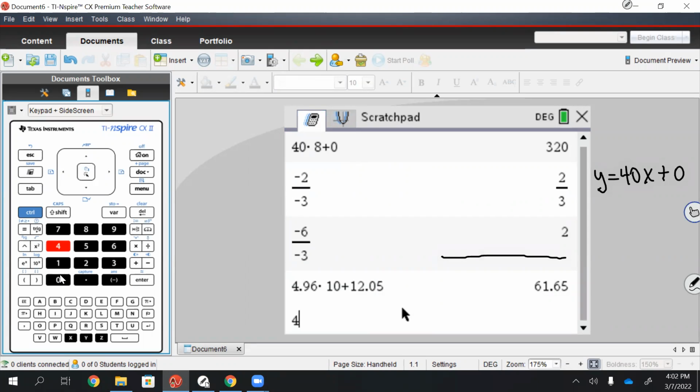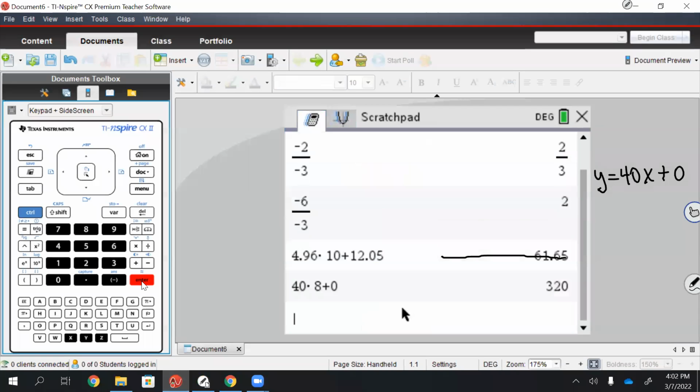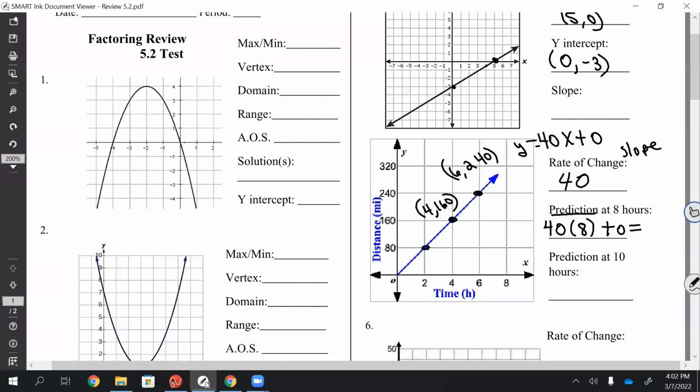So now I'm just going to type in 40, then parentheses, I'm going to put 8, close the parentheses, plus 0, press enter. And that tells me it's going to be 320. So after 8 hours, we can predict that they will have gone 320 miles. And now do the same thing for 10 hours.